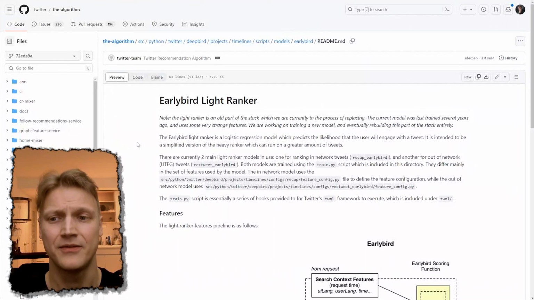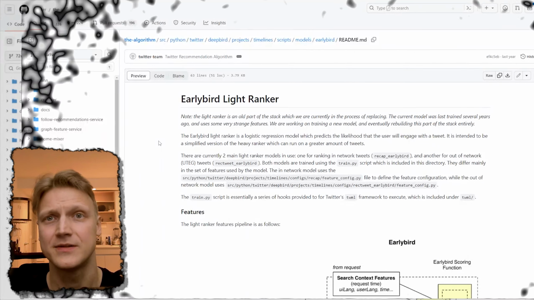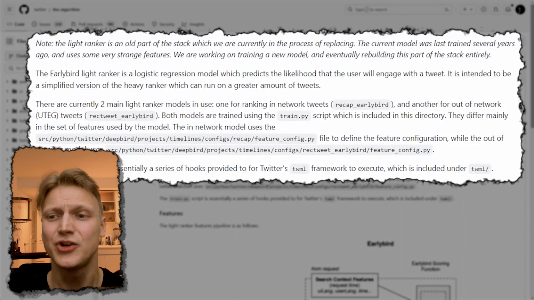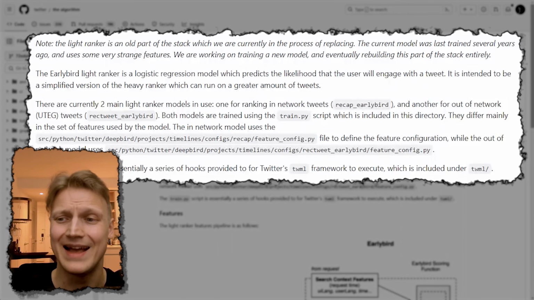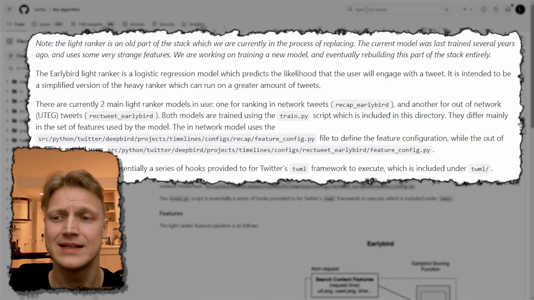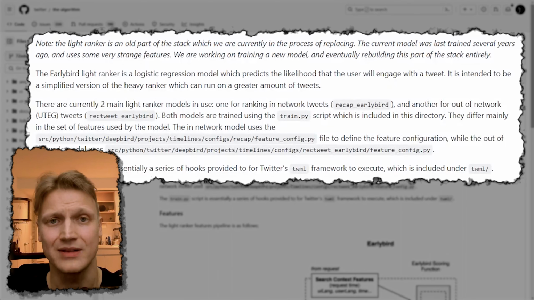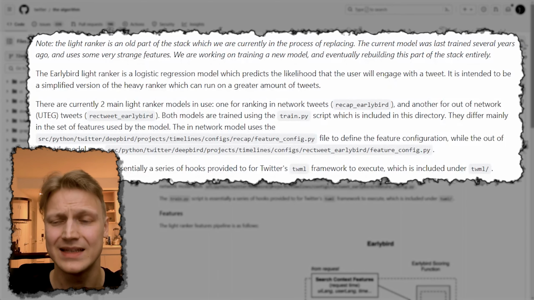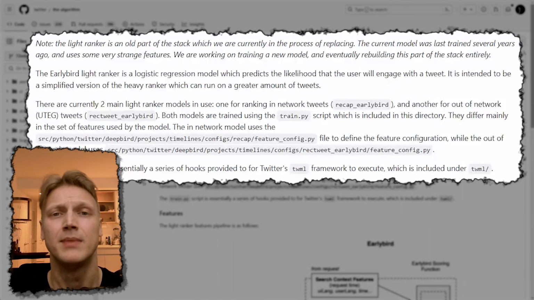They also have the Earlybird light ranker that powers recommendations for in-network tweets and search results, I would say. But as they write here, this is an old part of the stack and currently being redesigned and replaced, so we're not gonna spend much time here.